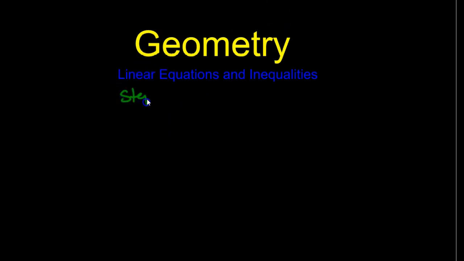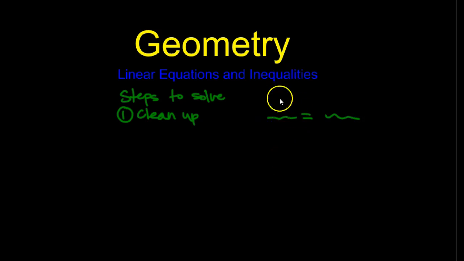All right, so let's look at steps to solve. Number one, we are going to clean up. So we will clean up the equation, and we'll look at both sides of the equation, and there should be some things on both sides. So we'll look to clean up both sides of that equation. Look for parentheses where we have to use distributive property or like terms.